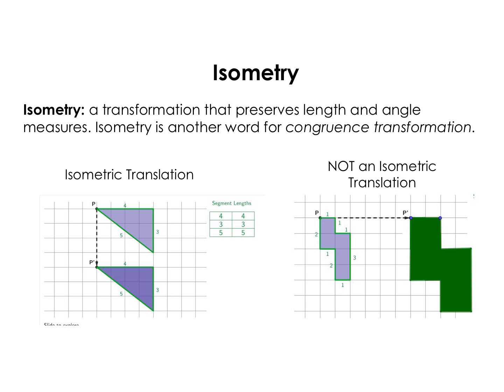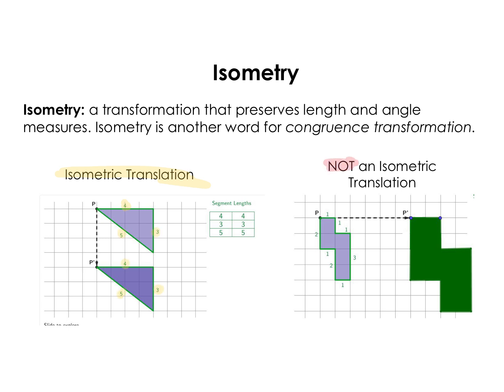Another vocab word to throw into the mix is isometry, and it's where a transformation occurs and the length and angle measurements are preserved. They're the exact same. So I pulled 2 examples from here. This is an example of an isometric translation because, as we see, all of the side lengths are the same: 4, 4, 3, 3, and 5, 5.